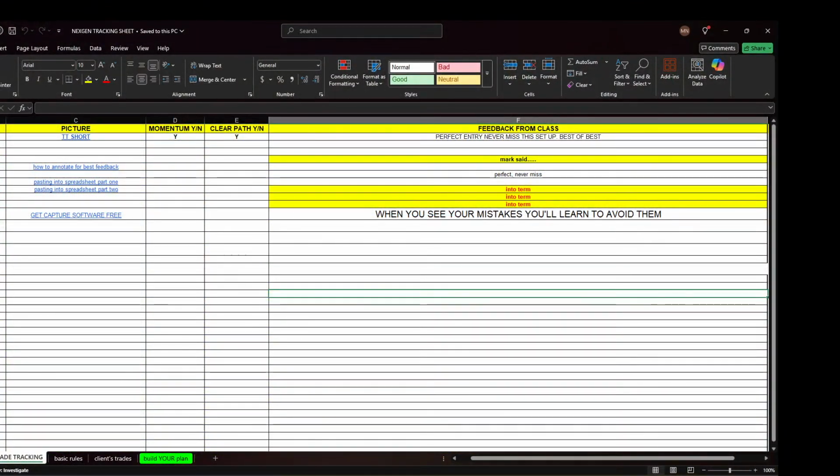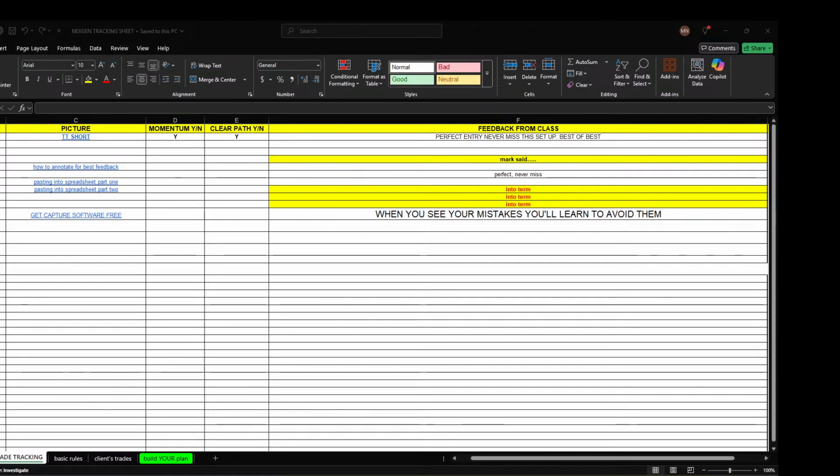Nexgen gives you a spreadsheet when you download the software. It's in your Nexgen Study Picks folder. I drop it in the room every day because every day I seem to add to my spreadsheet. You should too. The first tab on the spreadsheet, this is your trade journal. So every time you take a trade, this is where it goes.